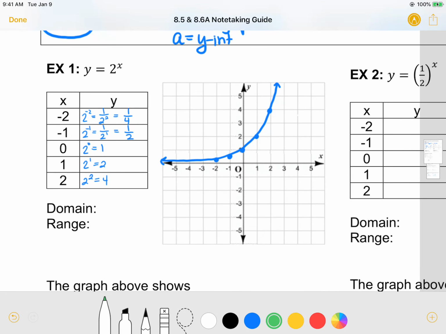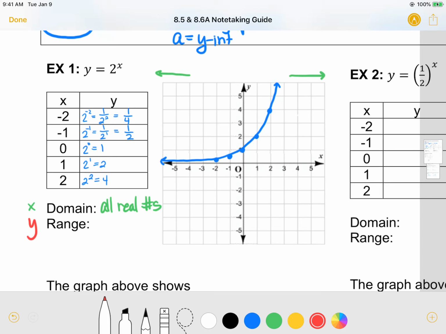So the domain of the graph is the x. What sorts of x values can I plug into this function? Or if I'm looking at a graph, how does the graph span the x-axis? So if you look at the graph, it's going to continue going up and right forever, and it's also going to continue to go left forever. Okay, so what that means is I can plug in any value for x, so x is all real numbers.